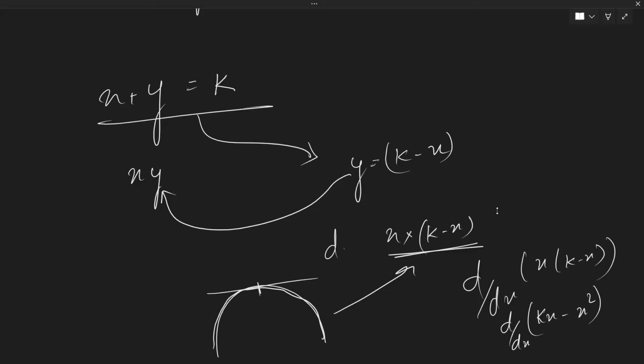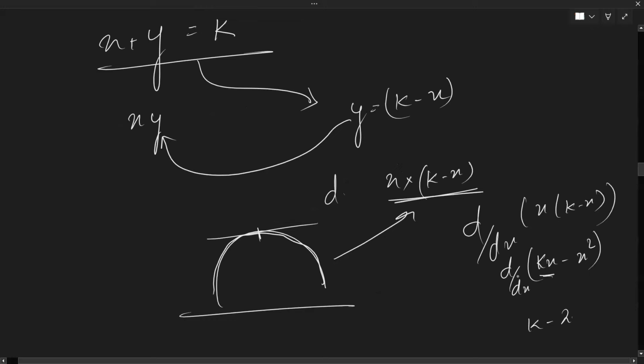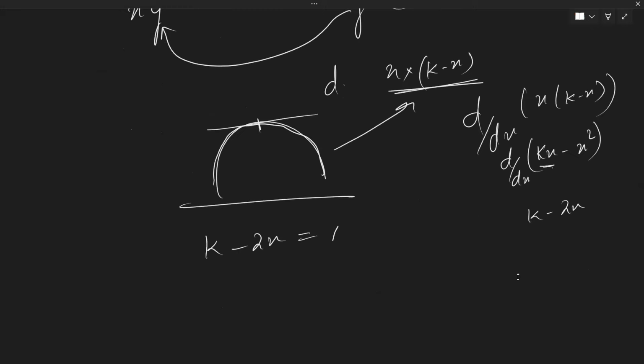This will become k minus 2x. So if we set this to 0, we'll get 2x equals k, so x is k by 2. If x is k by 2, what will be our y? y was k minus x, so y will also be k by 2.